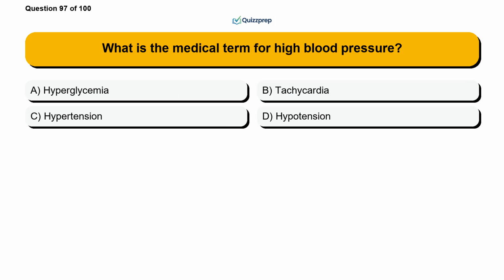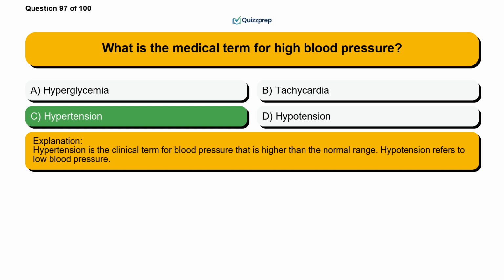Question 97. What is the medical term for high blood pressure? Option A, hyperglycemia. Option B, tachycardia. Option C, hypertension. Option D, hypotension. The correct answer is option C, hypertension. Hypertension is the clinical term for blood pressure that is higher than the normal range. Hypotension refers to low blood pressure.